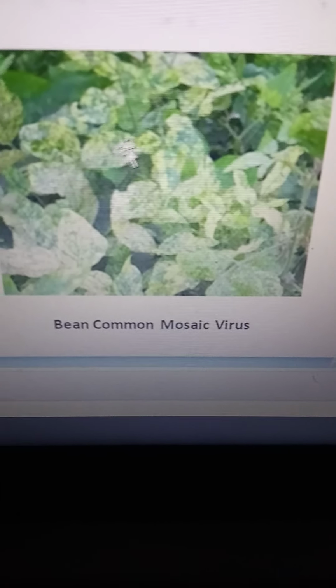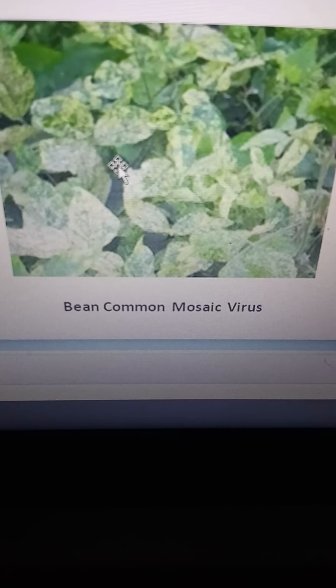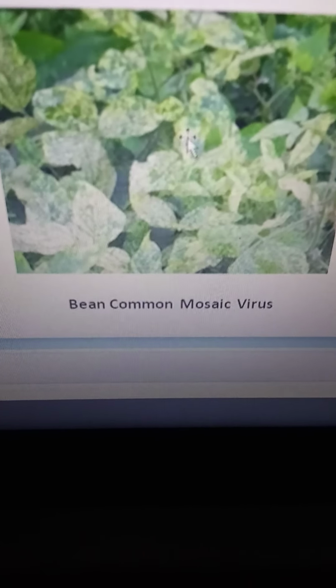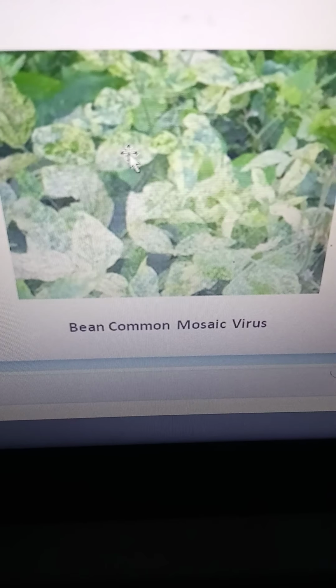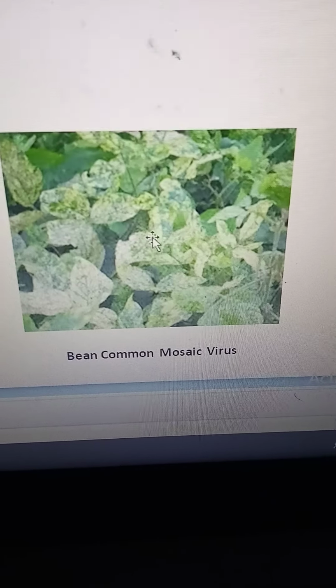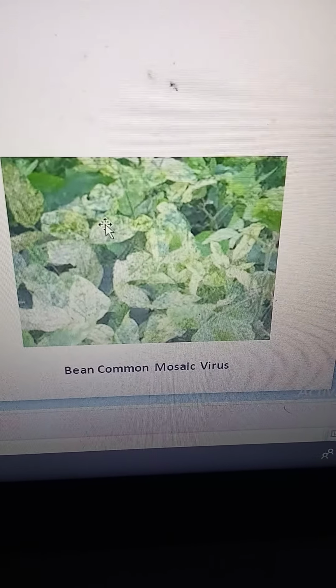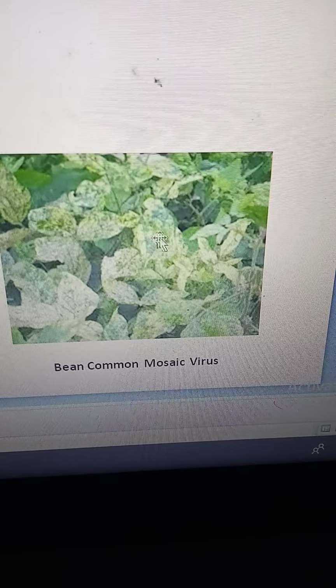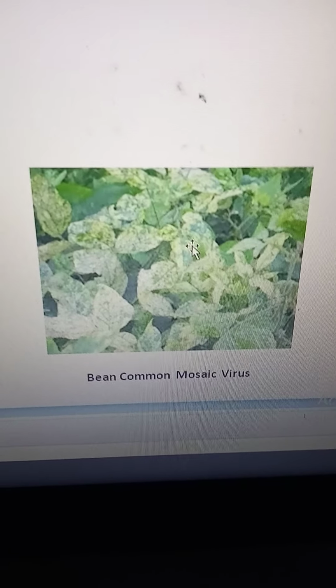And another one is bean common mosaic virus. This is also one of the most serious diseases of beans. This is yellow venation, yellow veins. All the veins will become yellow in color, and when you see the fruit, it will be crinkled, and the pod formation will be small as compared to the healthy pod.